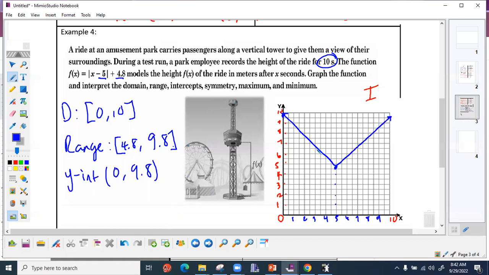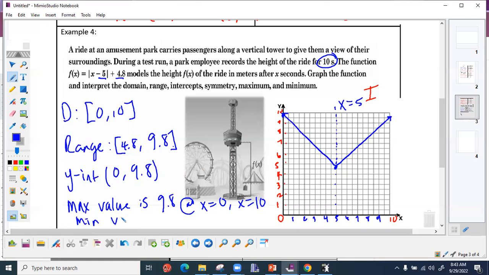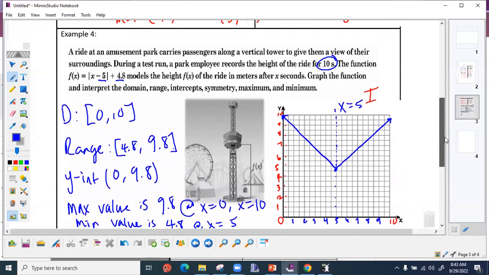And then our symmetry, we do have symmetry. It has an axis of symmetry, and our axis of symmetry is at x equals 5. But in terms of symmetry, whether it's even or odd, it doesn't have any even or odd symmetry. It's only symmetrical around a point. And our maximum and minimum, our max value is 9.8, and it's at 2 locations, at x equals 0 and x equals 10. And our min value is 4.8, and it's at x equals 5. Okay, all right, and there's our real world example.